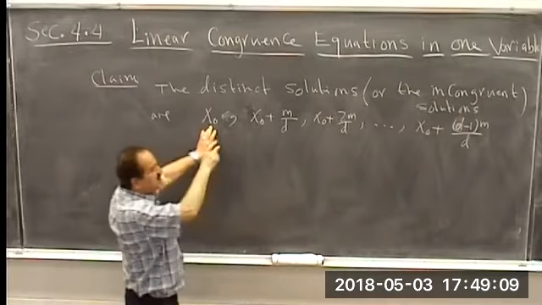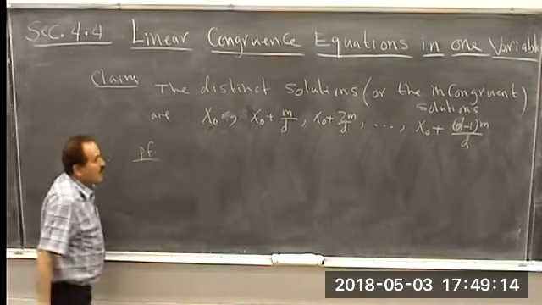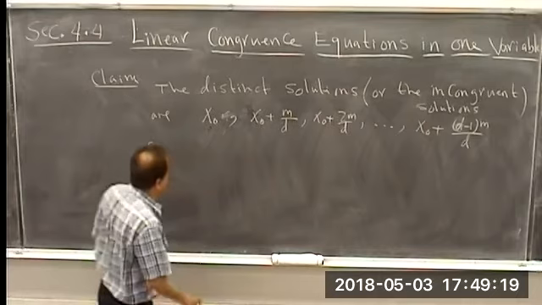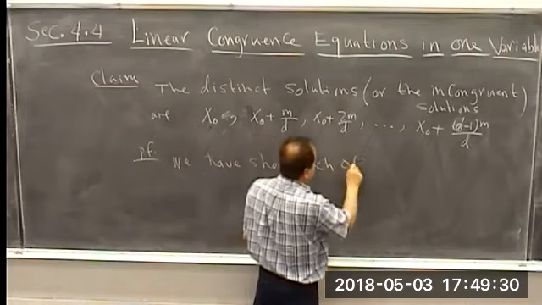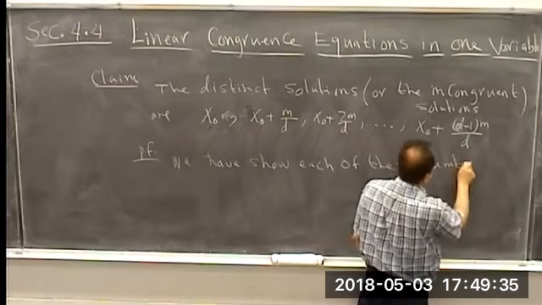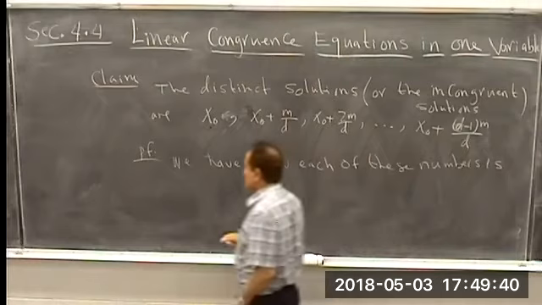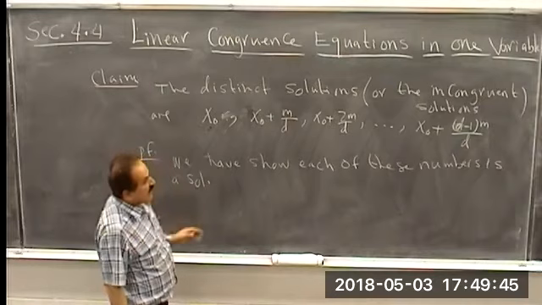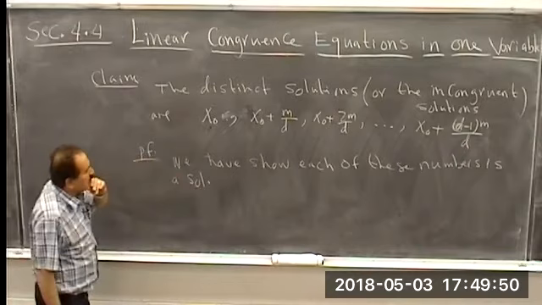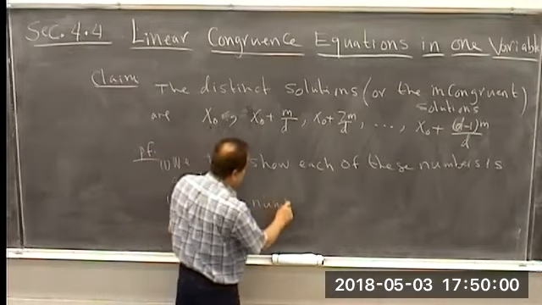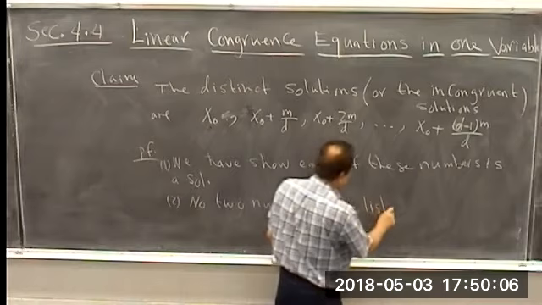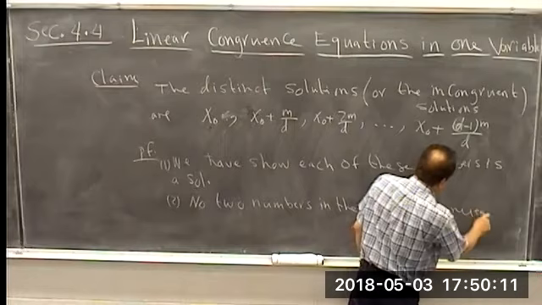So the proof. Of course, we have shown that each one of these is a solution, okay? We have shown this. Each of these numbers is a solution. The other thing is that we know that none of these are congruent. So this is the first thing. Second thing, no two numbers in the list are congruent. And the reason for this is that you take the difference between them, all right?